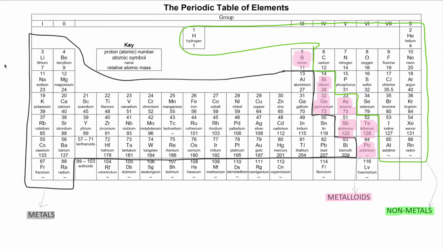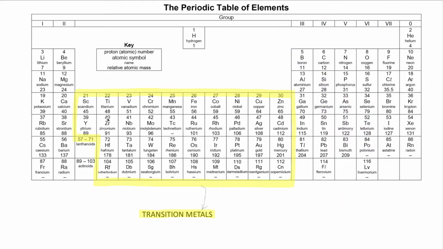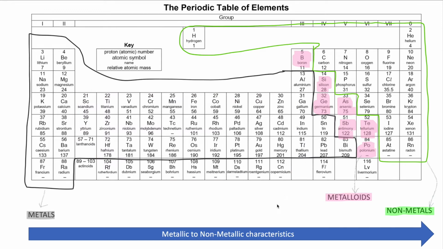These on the right side will be the non-metals, and all of these on the left side and the middle will be the metals. Those in the middle will be called the metalloids, where they show some properties of metals and non-metals. And this middle block here will be known as the transition metals, where we will learn more about them later. So across the period, from left to right, there is a change of characteristics of these elements from metallic character to non-metallic character.